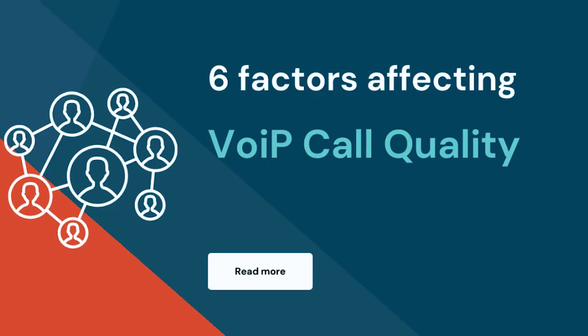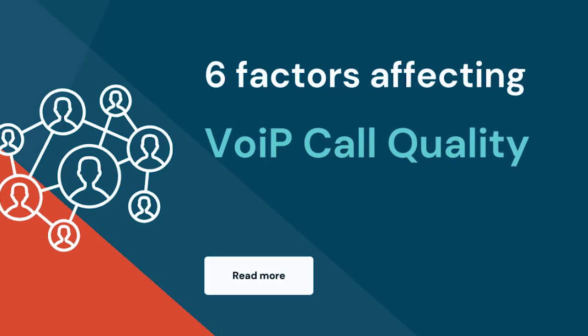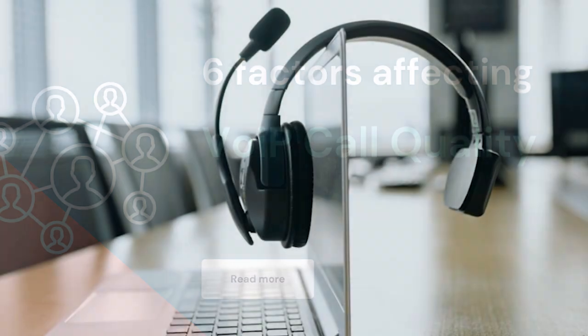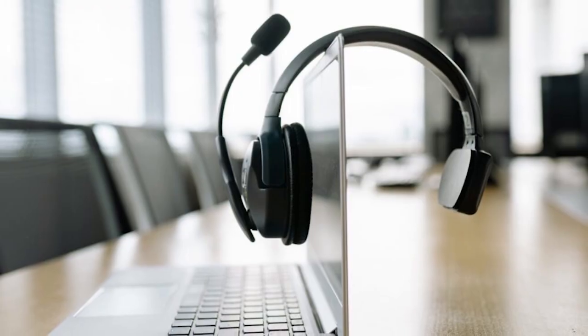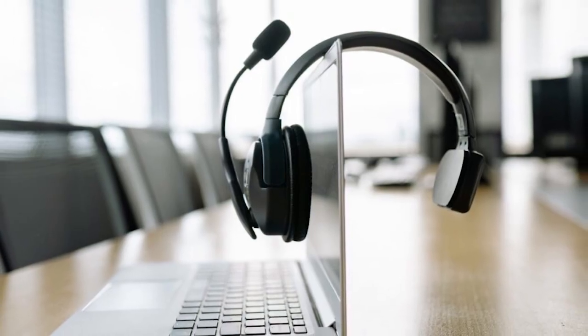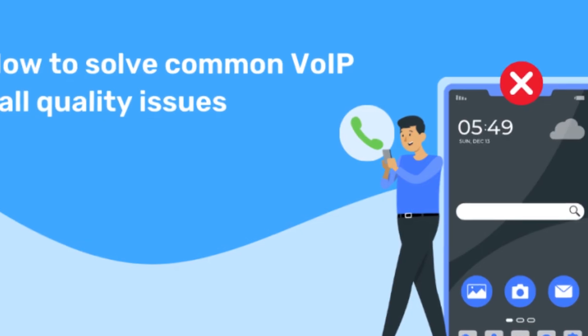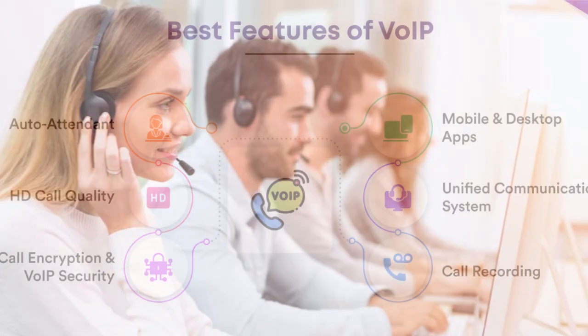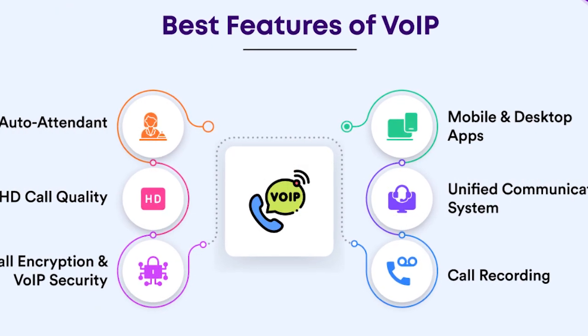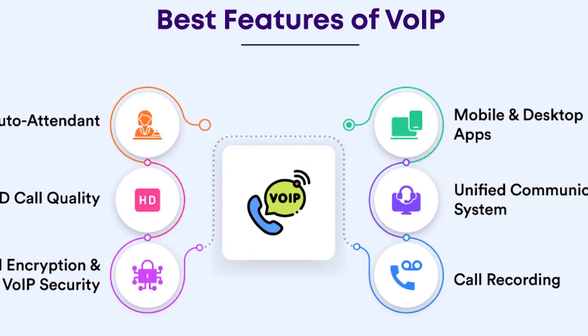Let's begin with the most obvious and critical factor: Internet bandwidth. A VoIP call is essentially data packets moving across your Internet connection. If your available bandwidth is too low or gets congested, your voice transmission will suffer. This can lead to choppy audio, delays, or even dropped calls. For smooth VoIP calls, businesses should ensure they have not just high-speed internet, but also dedicated bandwidth for voice traffic.